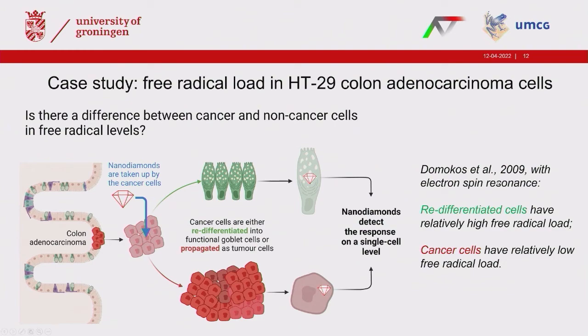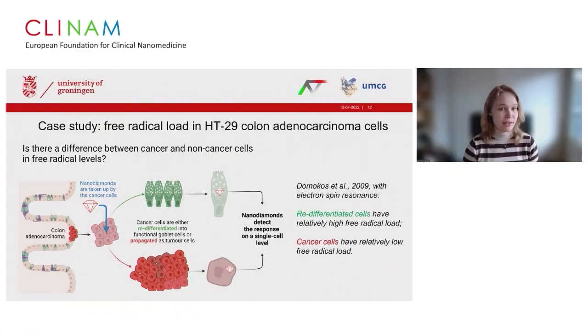In previous studies, such a difference has already been found. Domokos in 2009 showed with electron spin resonance, a technique that is very precise, very selective for free radicals, but also requires a large number of cells, a large amount of sample, that these redifferentiated cells have relatively high radical load and the cancer cells have relatively low free radical load. We wanted to see if this is indeed the case, and we wanted to also not just look at the end stage of redifferentiated versus dedifferentiated ones, but also at the process of redifferentiation and to see when these differences emerge.